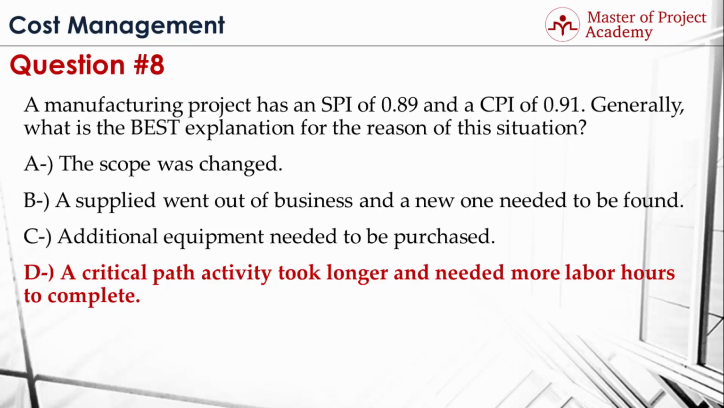D. Because SPI is lower than 1 and CPI is lower than 1, so you are behind schedule and over budget. And the most probable reason for this is a critical path activity that took longer, which resulted in getting behind schedule and needed more labor hours to complete. So you had to spend extra money, which resulted in going over budget in your project.